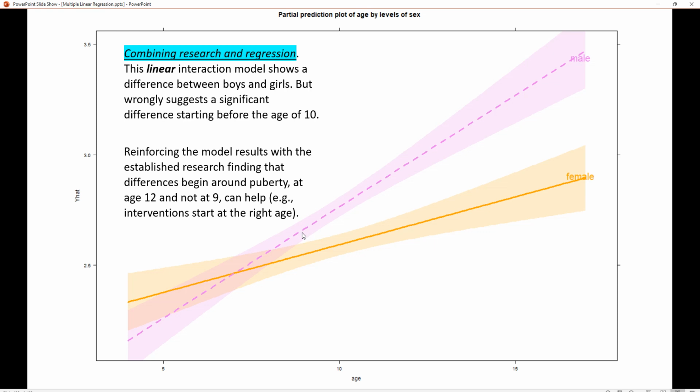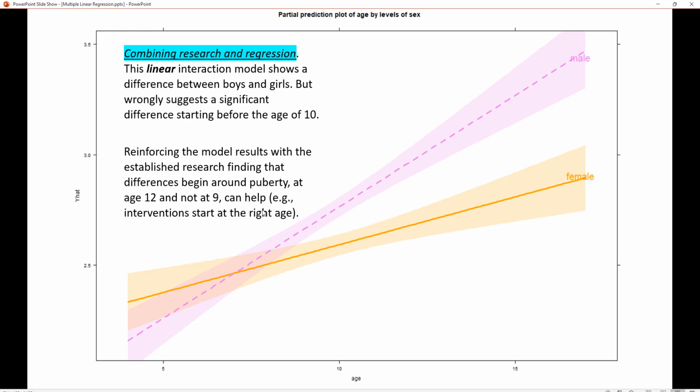We can see that these confidence bands in purple and orange separate probably before 9, maybe about 8 or 9 or so. And that tells us the wrong interpretation. Reinforcing the model results with the established research finding that differences begin around puberty at the age of 12, and not 9, can help, for example, interventions start at the right age.